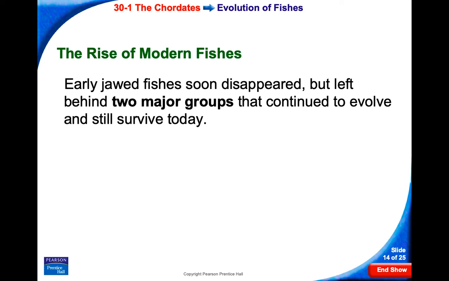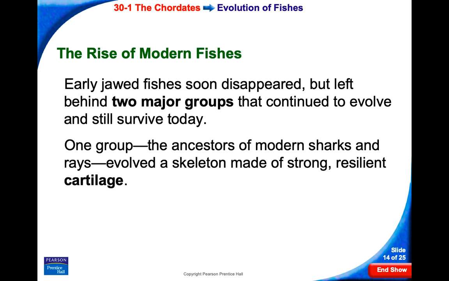Okay, so the early jawed fish disappeared, and eventually left behind two major evolutionary groups. These are two major groups that we still see today. The first group, which are the ancestors to modern sharks and rays, are distinct in that their skeletons are actually made out of cartilage.